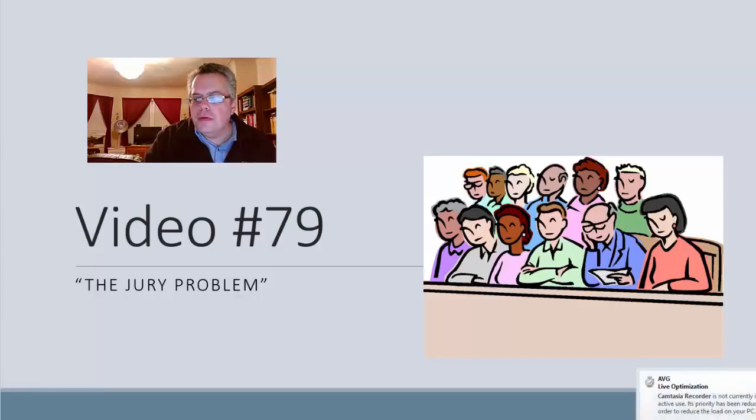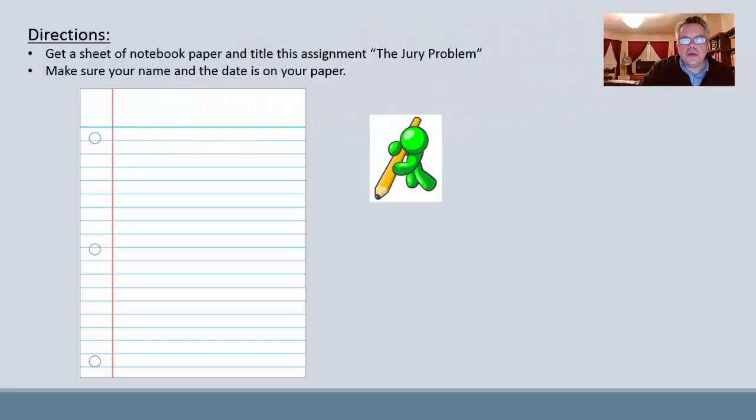In this video, you're going to be doing an assignment, so you might want to pause and go grab a piece of notebook paper before you get started. Once you have your notebook paper, title the assignment the jury problem. Make sure your name and the date are on the paper. You're going to copy a big table that we're going to fill out.